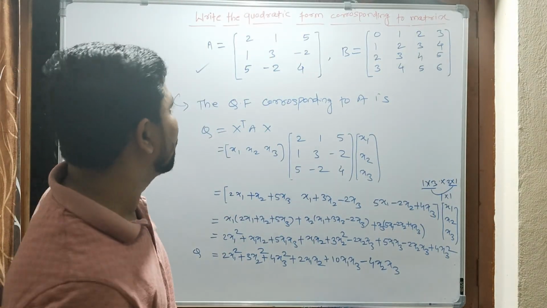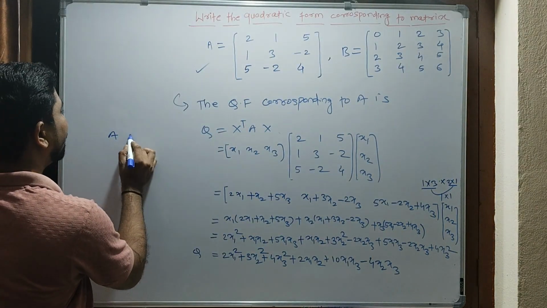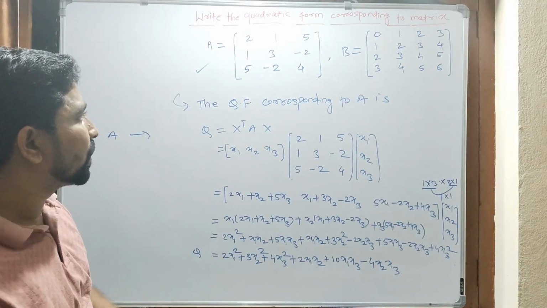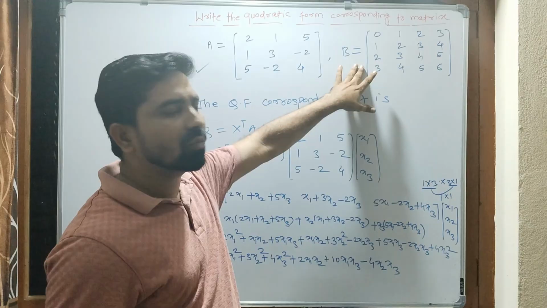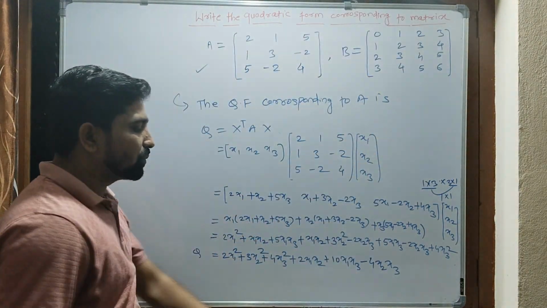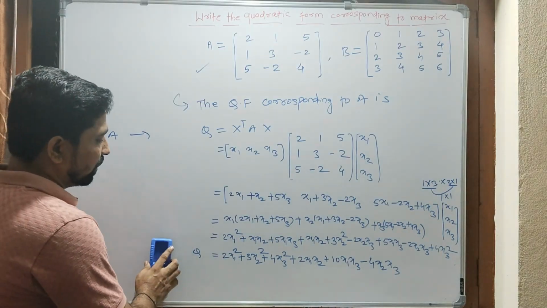So here this is the answer for A, corresponding to this matrix. This is my quadratic form. Now I want to write the quadratic form corresponding to this matrix B. Please pause and write. I hope all of you write it here.